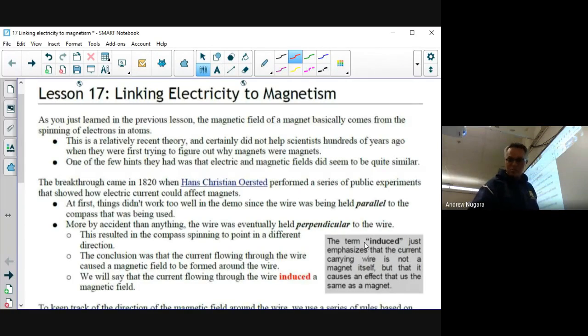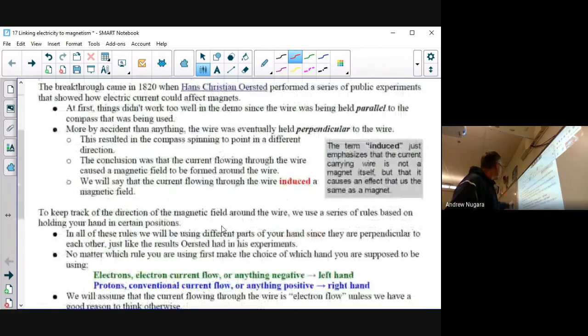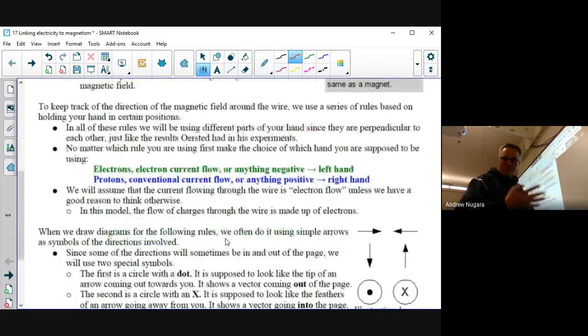Just as a brief summary, we're talking about this guy, Hans Christian Oersted. And Hans Christian Oersted, by accident, discovered that when you run an electric current through a wire, it produces a magnetic field around it. All right, and so to determine the direction of the magnetic field, we have to develop some conventions. And these are conventions you need to know.